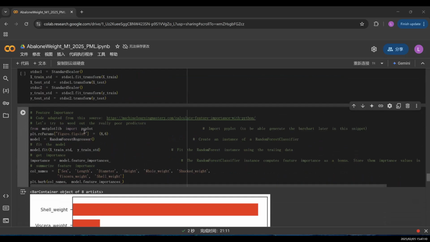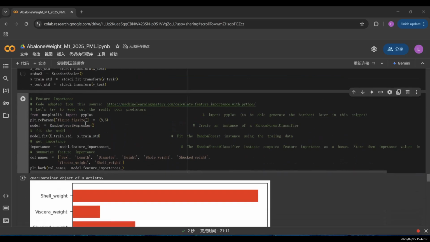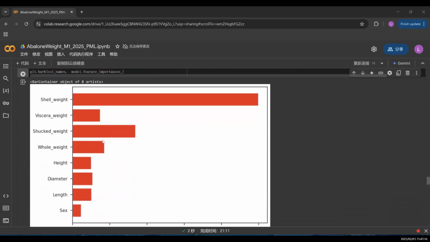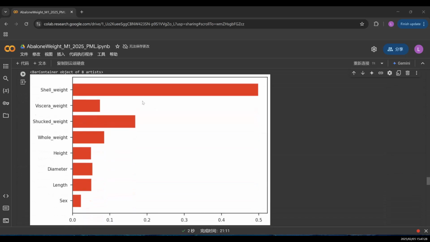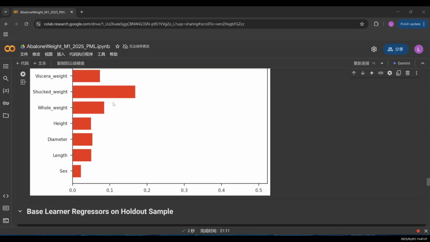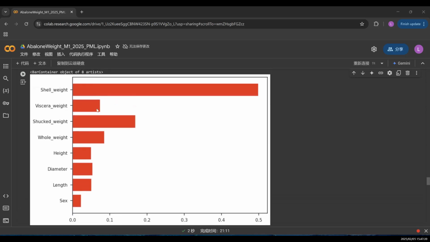And after that, we used random forest to select the best performing predictors. From the result, we can see that the shell weight is the best performing one, which is actually intuitive because it takes a long time for the abalone to gradually gain that weight. And the shucked weight, which is the weight of the meat, is in second place. All other features are at a similar level.